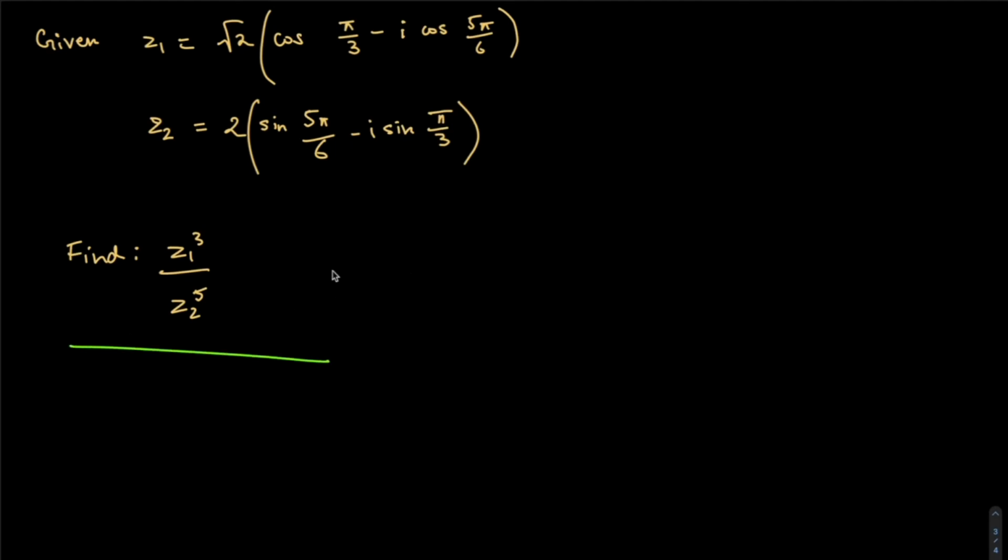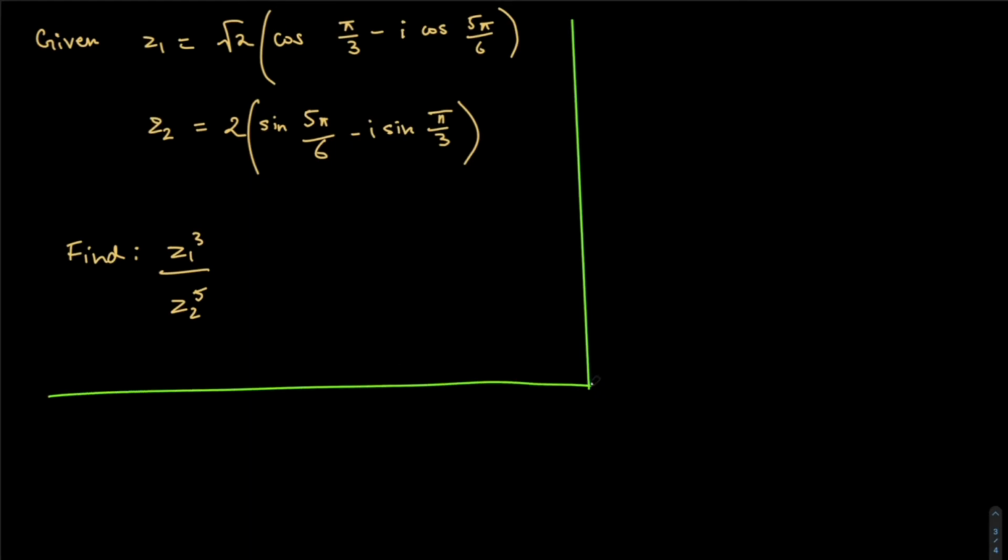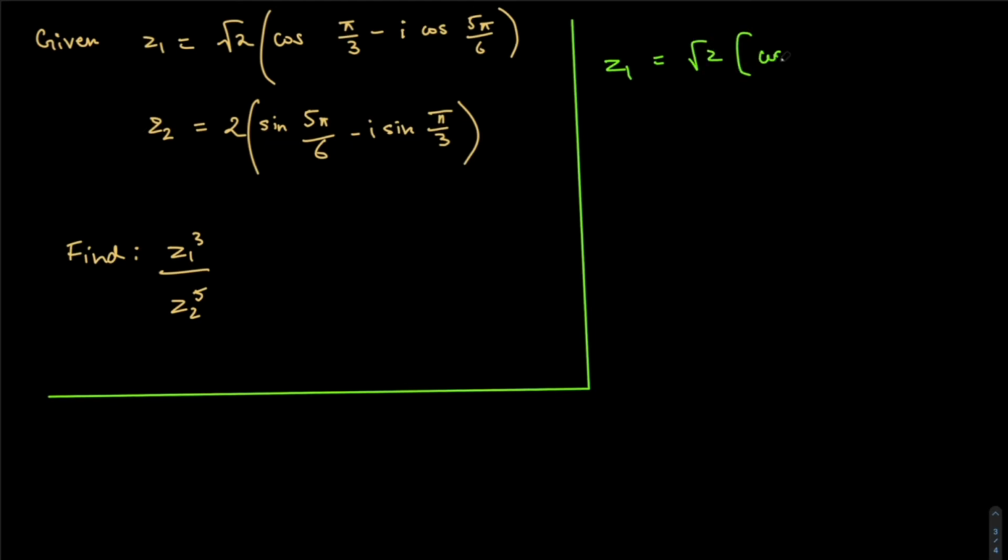So I'll just draw a small line here. Let me redo it again. So I'll draw one like this, and I'll draw one like this. Okay, so z1 is square root of 2 cosine of pi by 3 minus I cosine of 5 pi by 6.